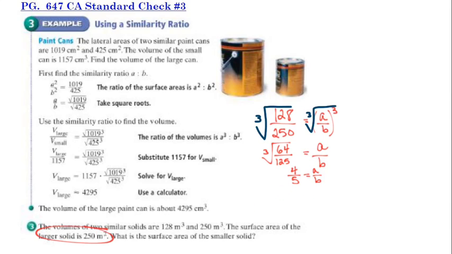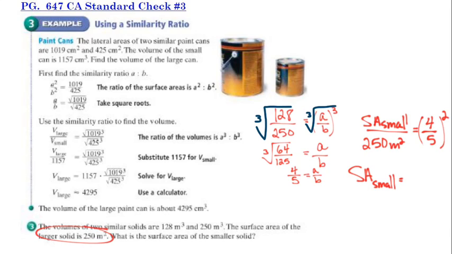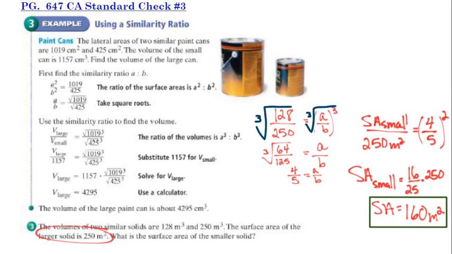Now I need to use that to figure out a surface area. So the surface area of the small over the surface area of the large is the ratio, but not just the ratio, the ratio squared. So when I plug in my values of 4/5, that goes in for my ratio, and multiply by 250, I get the surface area of the small is 16 over 25 times 250, or 160 square meters.